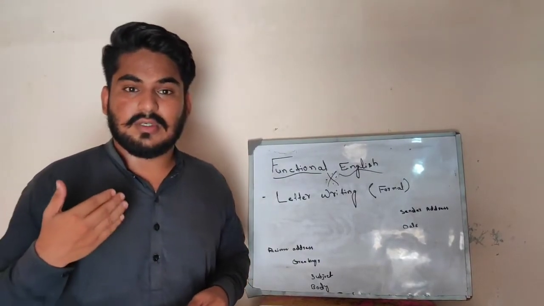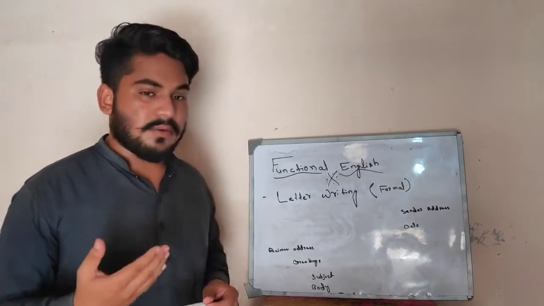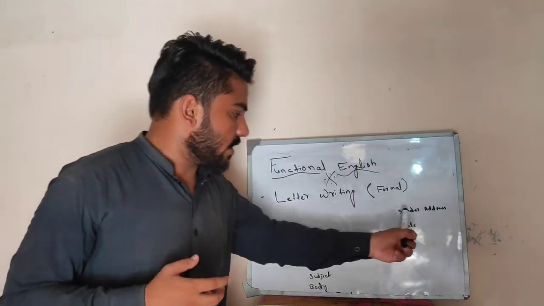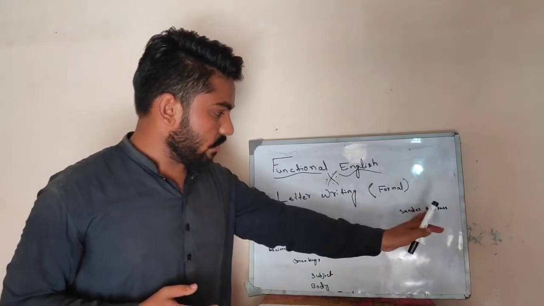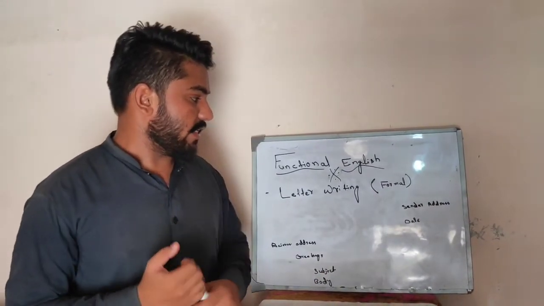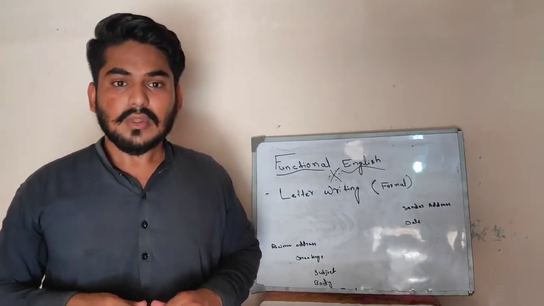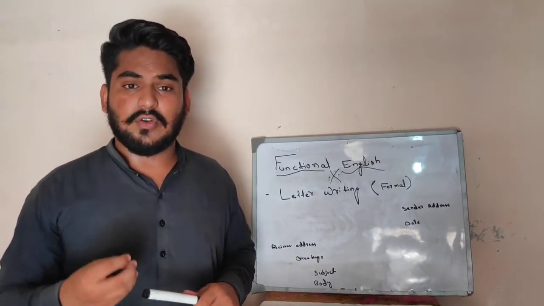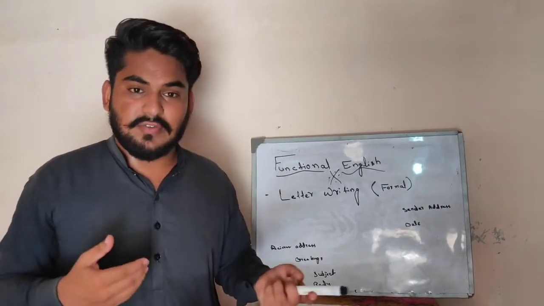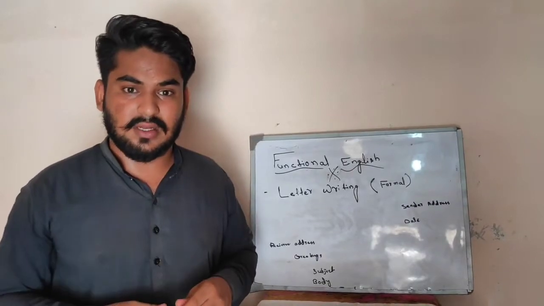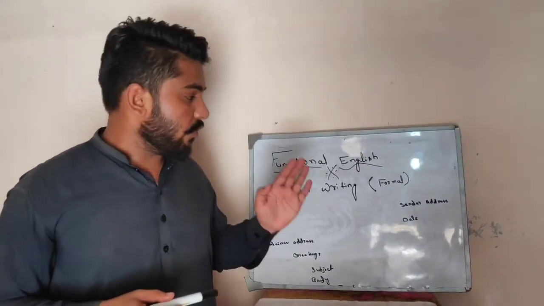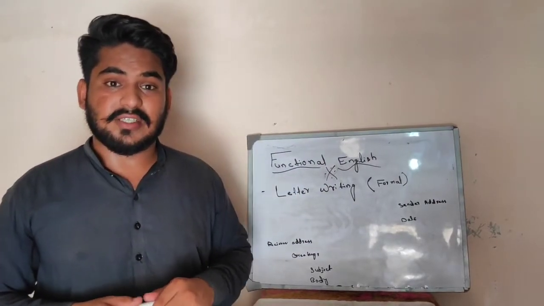Now the setting, or the format, of the formal letter. First of all, we have to write the sender's address on the right side of the page, in the right corner of the page. We have to write a proper address of the sender, because if the receiver receives the letter, then he or she wants to reply to it. So we have to give a proper and accurate address of the sender.